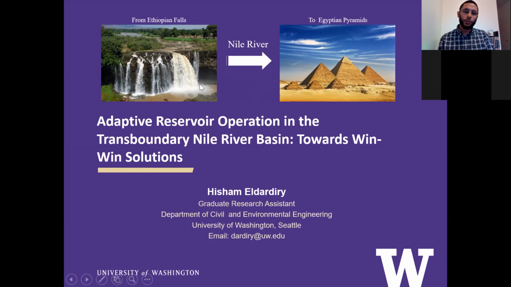As you can see from these two pictures, I'm sharing them intentionally, because all of you know that the Nile River is flowing from the upstream in Ethiopia, and this is the very beautiful view of the Ethiopian Falls, and then it goes downstream to Egypt, where the pyramids are located. I know the pictures are very nice, but what I also want to emphasize here is that there is a big difference in the climate. It's very wet in Ethiopia, and it's very dry in Egypt. And probably we'll come to this later in my talk.